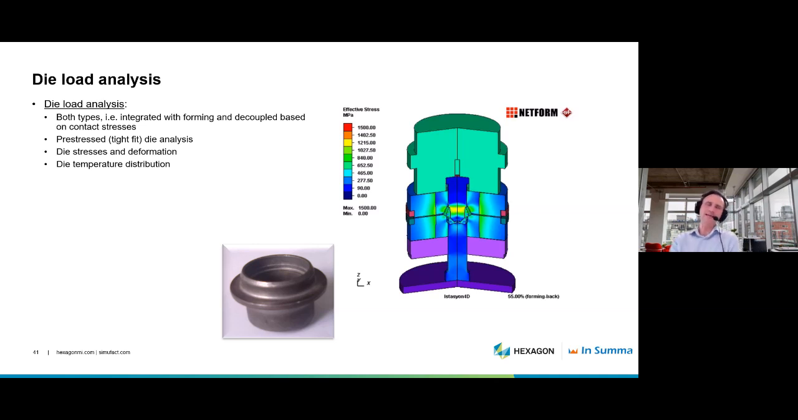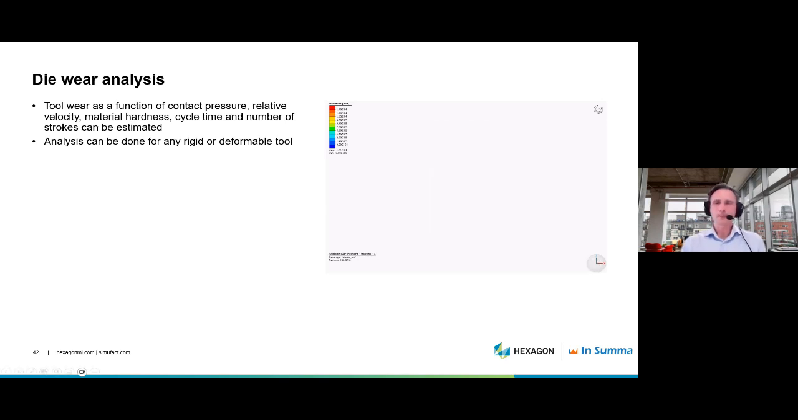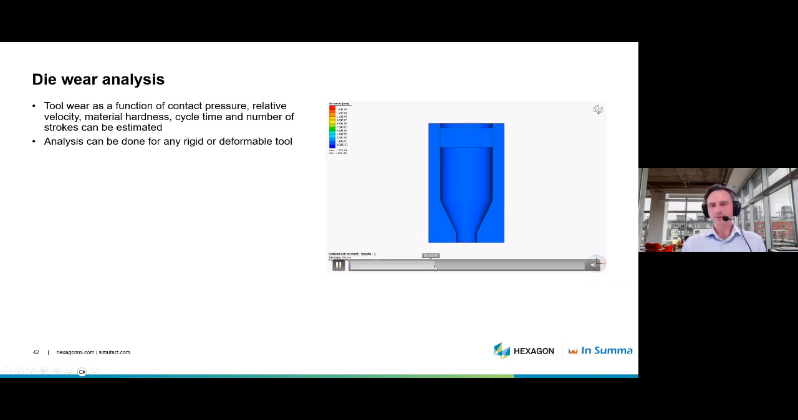And then, of course, you can also do analysis with the heat flow in the tools and the temperature distribution. Another thing you can do is die wear analysis based on the contact pressure, relative velocity between the blank and the tools, material properties, cycle time, and number of strokes. All that can be used to estimate the wear in the tools, and you can do this type of analysis for rigid and deformable tools. So here you have an estimate of the wear of the tools in case of a cold forming process.